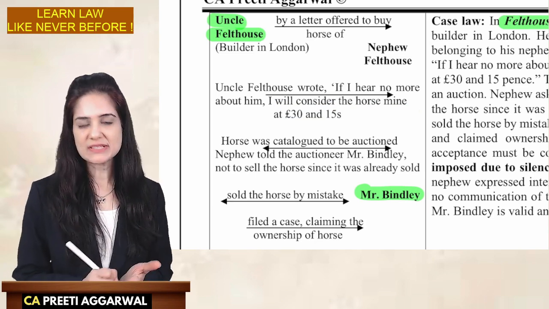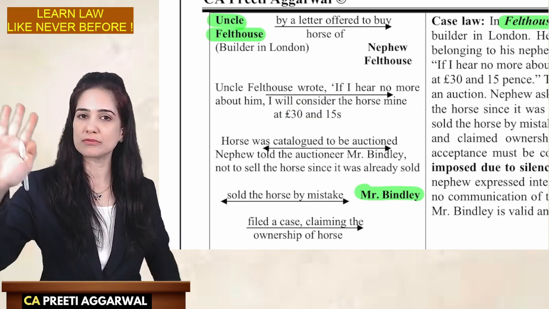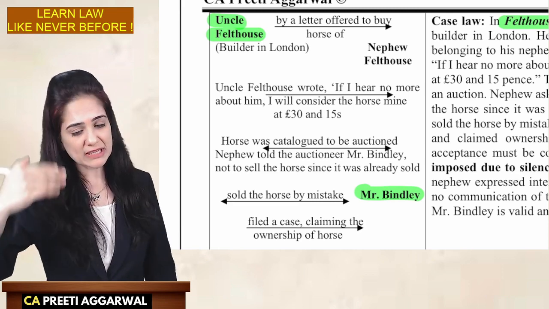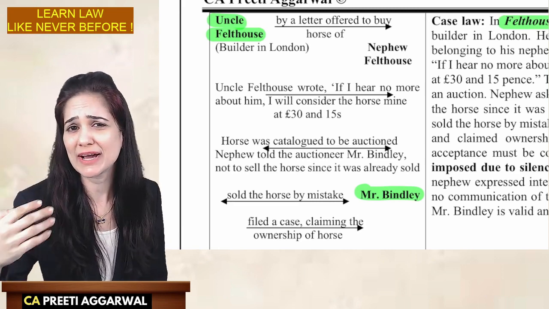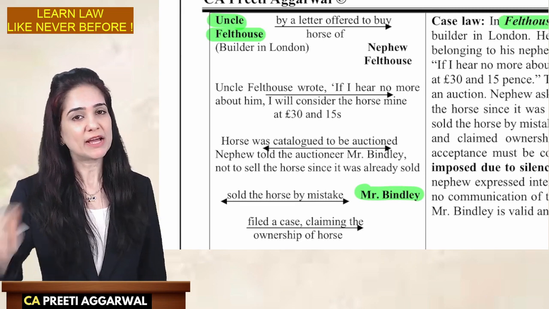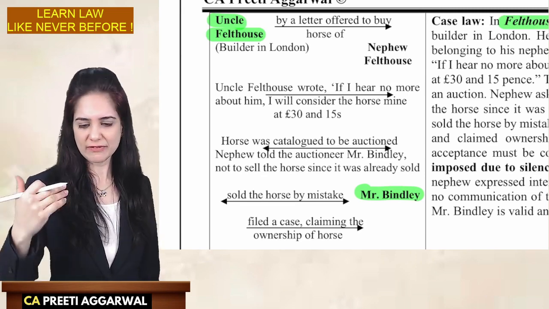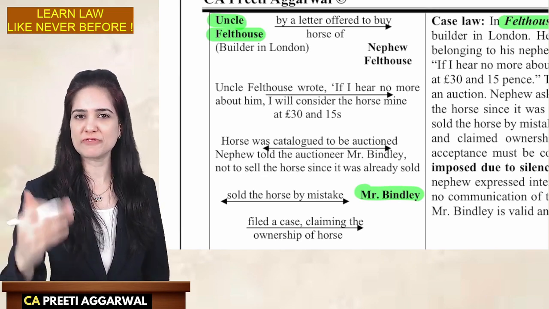Now he wrote a letter saying that if I hear no more about the horse, I will consider it. I'm not going into the details, okay? I have already given you hints earlier. If I hear no more about him, I will consider the horse mine at 30 pounds and 15 pence.